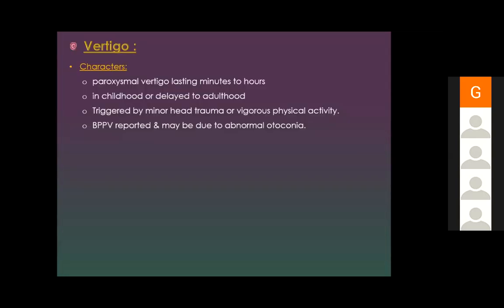Vertigo. Vertigo in an EVA patient is characterized by paroxysmal attacks lasting from minutes to hours, occurring in childhood or delayed to adulthood. It is mainly presented by hearing loss, with vertigo less common than the hearing loss presentation. It is also triggered by minor head trauma or vigorous physical activity. As mentioned, the otoconia are abnormal, huge giant otoconia, so this predisposes the patient to attacks of benign paroxysmal positional vertigo.